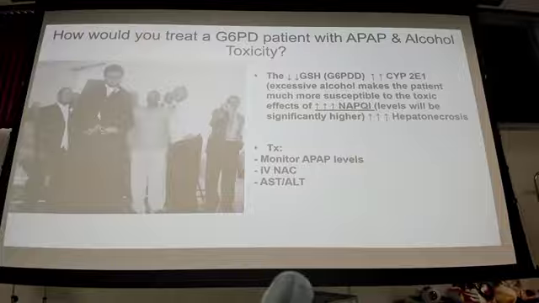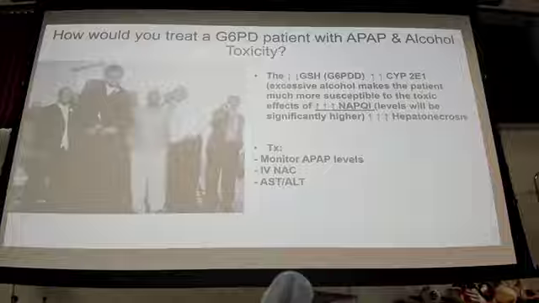This is very hypothetical, but if somebody with G6PD came into the ER and they were drunk and they hurt themselves, what could we give them? You could also give ibuprofen for pain. It's better to use on G6PD because it's not causing the liver damage, because it's more disruptive to the GI tract than it is to the liver.